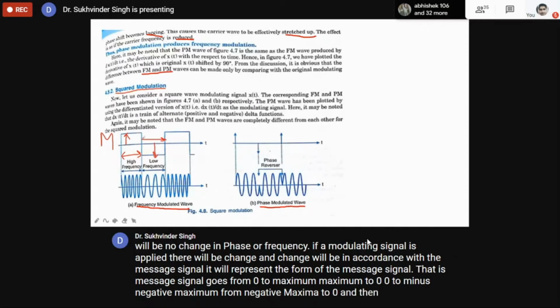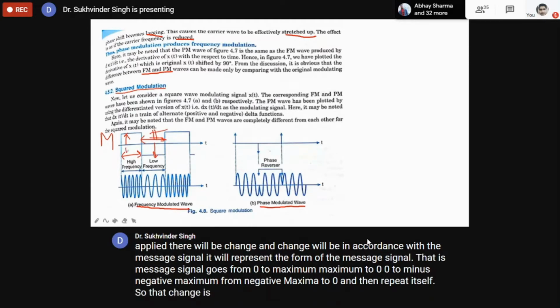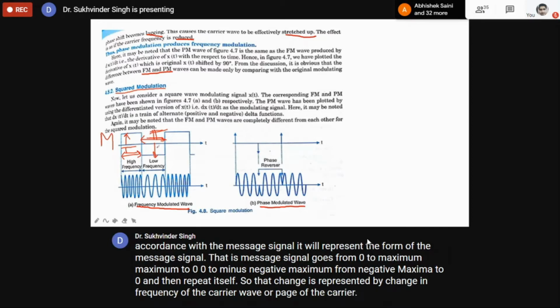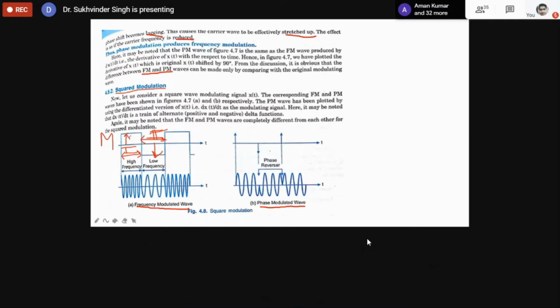So let us say it is region 2, and let us say it is region 1. In region 1, the amplitude is maximum, so frequencies are high and the carrier wave is compressed. In region 2, the amplitude is in negative direction maximum, so carrier wave is expanded, stretched, and correspondingly there is change in frequency, which represents the shape or envelope of the modulating signal.